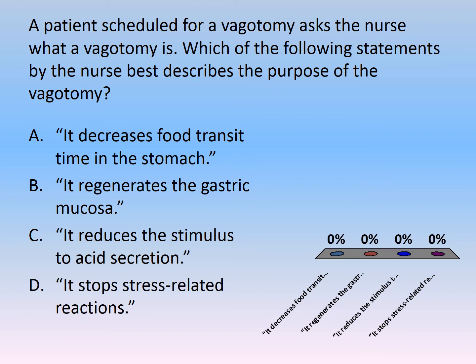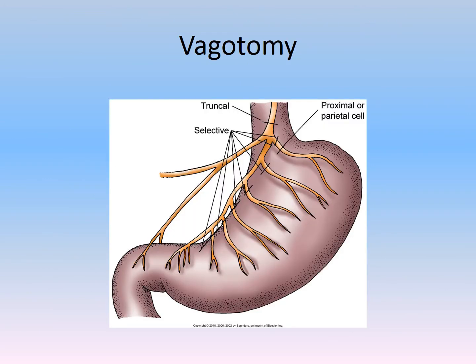Hopefully you picked the one that reduces the stimulus to acid secretion. So vagotomy is the cutting of the vagus nerve to decrease acid secretion. Other surgical procedures would be a partial gastrectomy, a pyloroplasty to enlarge the pyloric sphincter, and then total gastrectomy would be the last-ditch effort.